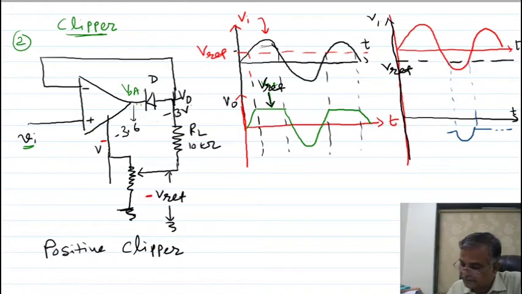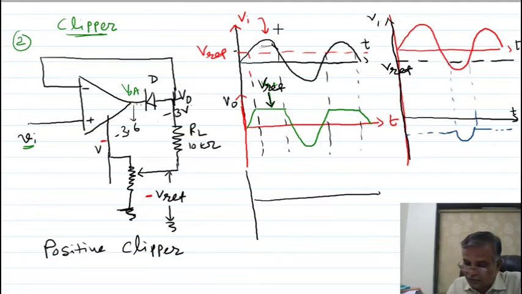Look again. So what is the conclusion? Already I told you, please remember one line. In a positive clipper, the portion of the input signal above the reference level is always clipped. That I have explained. If you cannot see this graph, I will draw this graph here also.